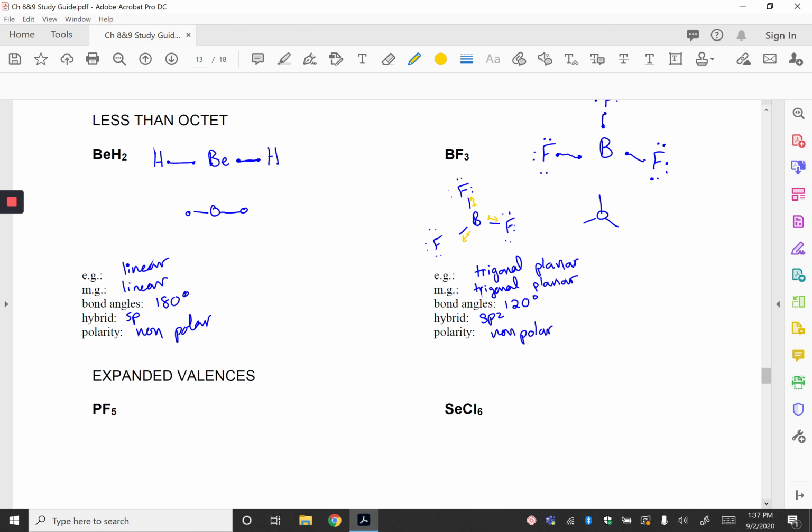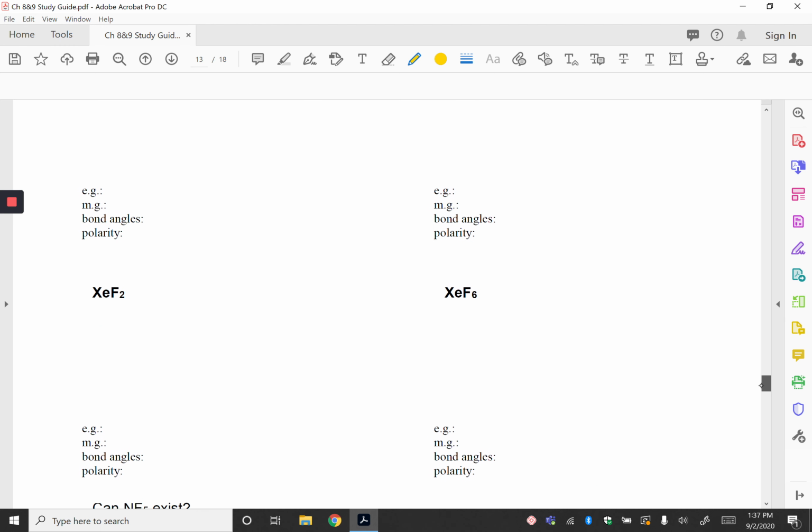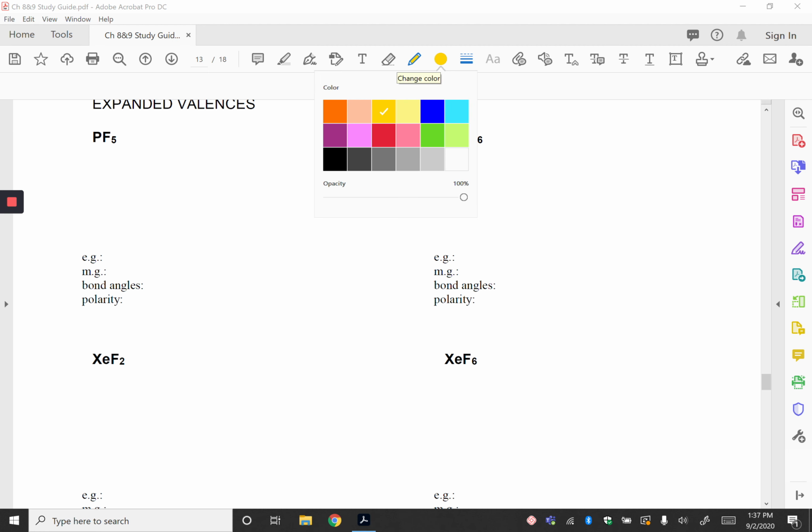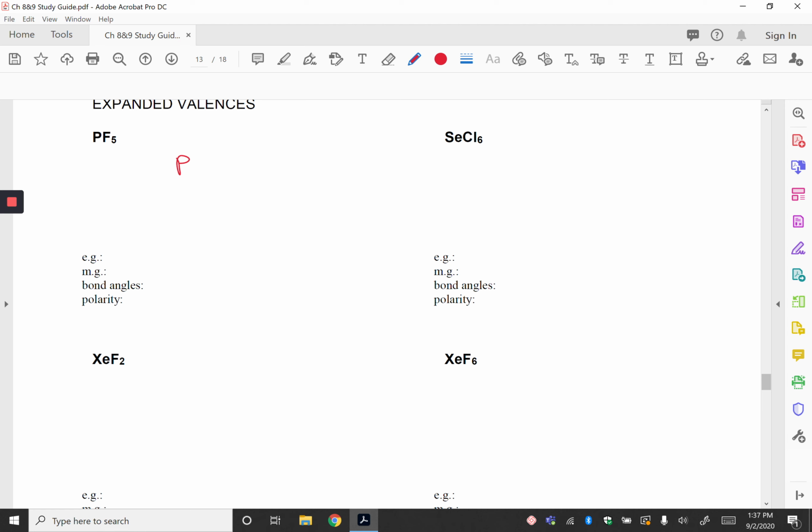Now the ones that form more than an octet, or an expanded valence is what we call it, those are easier to spot because there's just not going to be any other way again. So let's try to do some of these. So we have a phosphorus. The phosphorus has 5 valence electrons. It has to bond to 5 fluorines, right? So, I mean, there's no way to do this except to bond to 5 fluorines.